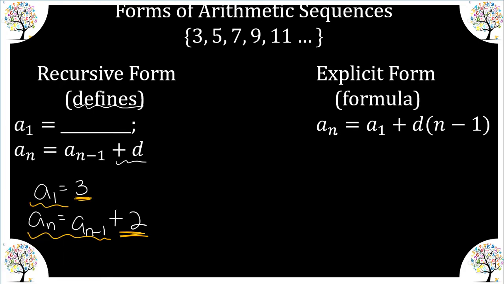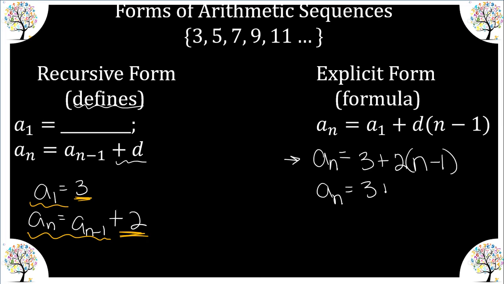Now, explicit form is actually the formula in which we can identify any specific term we want in the sequence. This is going to look like slope-intercept form. Again, we're just going to fill in the first term plus our common difference, and then it's always n minus 1. Now, you may be asked to identify explicit form as you see here, or it may be simplified, which is the way I prefer. So we are going to distribute, and then we're going to combine like terms. Now it looks like y equals mx plus b.